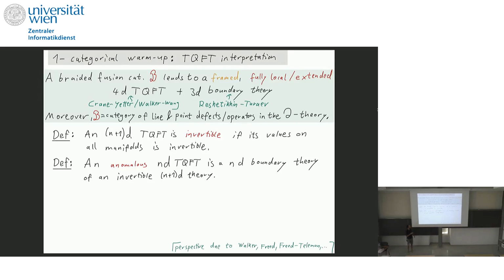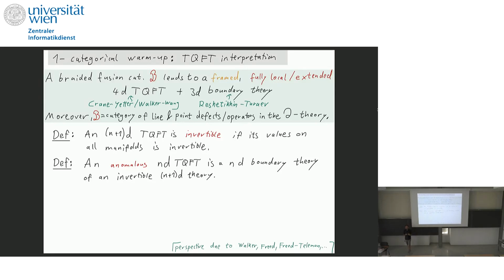And of course, I'm being a bit imprecise about what I mean by a TQFT here. But for every definition of TQFT, you can come up with a notion of what it means for this to be invertible. And it really means making everything inside invertible. And I say that an anomalous n-dimensional TQFT is a boundary theory of an invertible n+1 dimensional theory. This matches up with examples, and I think this perspective is due to Dan Freed. And the reason this makes sense is that invertible theories are usually classical bordism invariants.